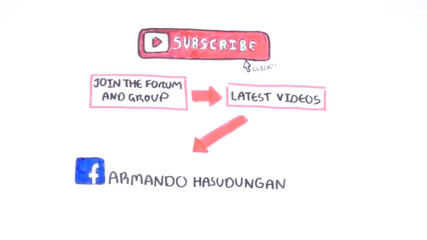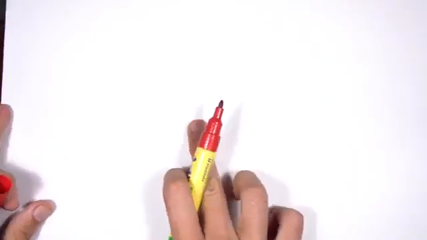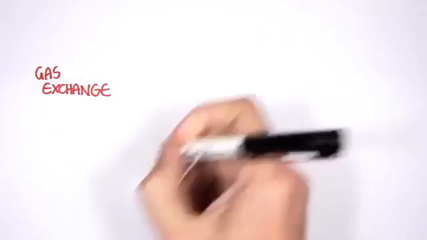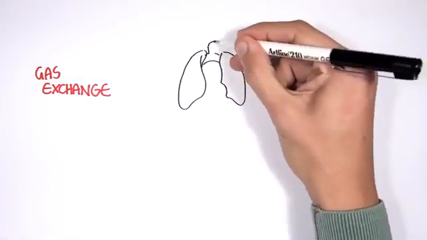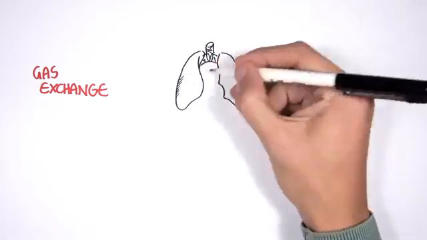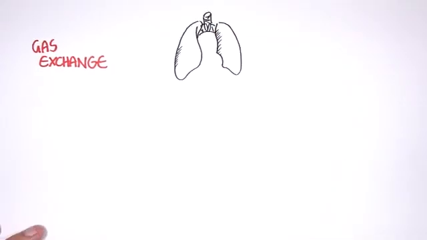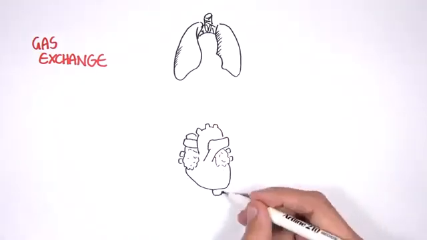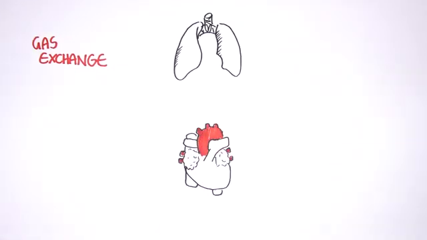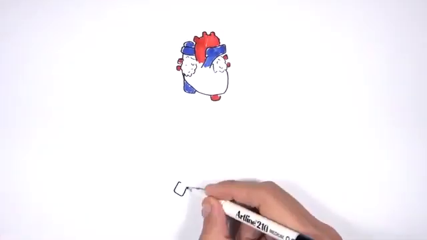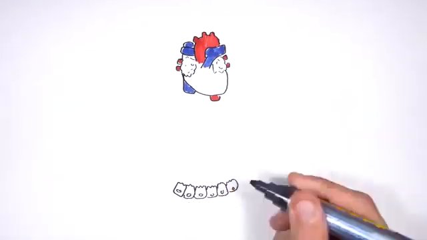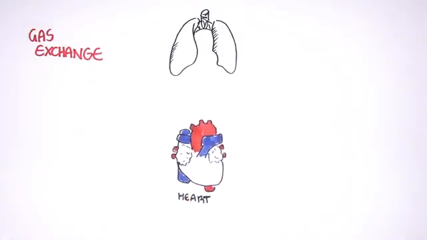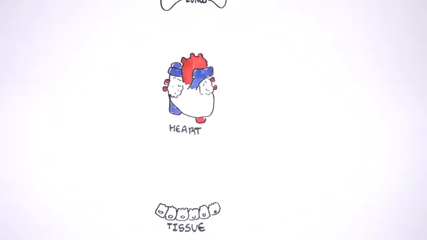In this video, we're going to look at gas exchange. Essentially, we're looking at how gases, oxygen and carbon dioxide, are transported around our body, and how our tissues receive this oxygen and how our lungs receive the carbon dioxide so we can exhale it. Let's begin this journey with the lungs here, and here I'm drawing the heart as well, and also tissues. So here is our tissue, our heart, and our lungs.